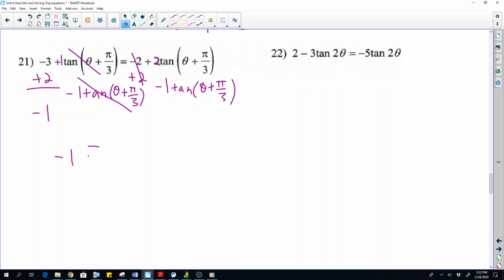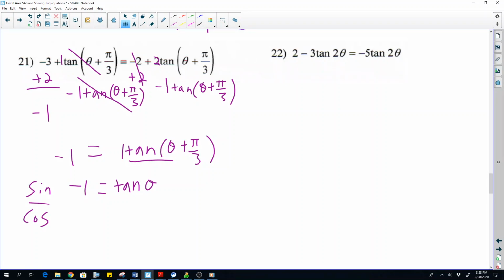So now we have negative 1 is equal to 2 minus 1, which is just 1, tangent theta plus pi over 3. Beautiful. So now we're just going to solve for tangent theta right now, and we're going to minus pi over 3 at the end. Okay, so now we have tangent theta is equal to negative 1. Now, what can make a negative 1 with a tangent? Well, tangent comes from sine over cosine. Cool. So we need sine to be something and cosine to equal something to equal negative 1.